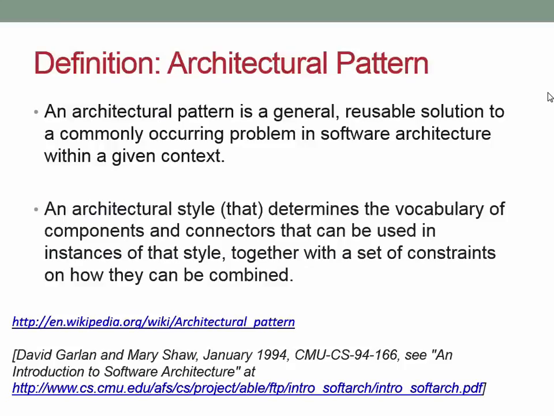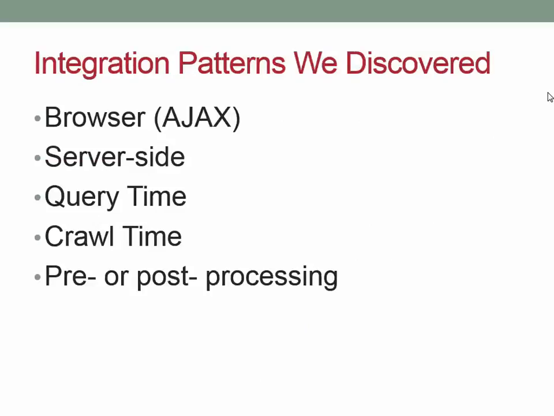So I'm sure this is pretty easy, I'm sure everybody in the audience knows this. So architectural pattern, right? An architectural pattern is a general reusable solution to a commonly occurring problem in software architecture within a given context. We discovered 5 integration patterns. One was asynchronous interactions between the user's browser and the RESTful services. We've found server-side interactions, which were basically upon page load, the integration with the RESTful services occurred at that time.